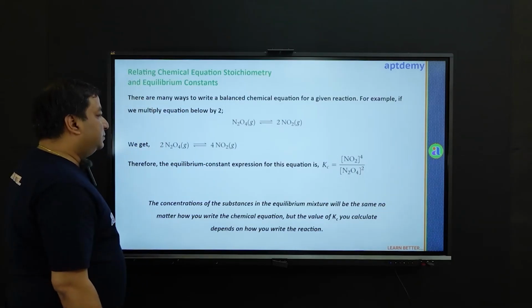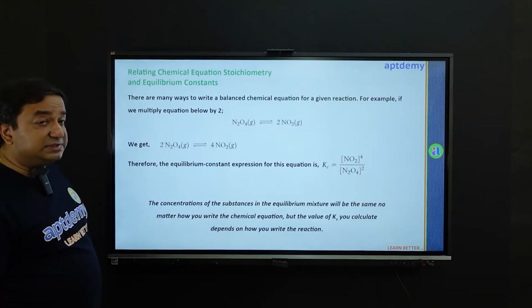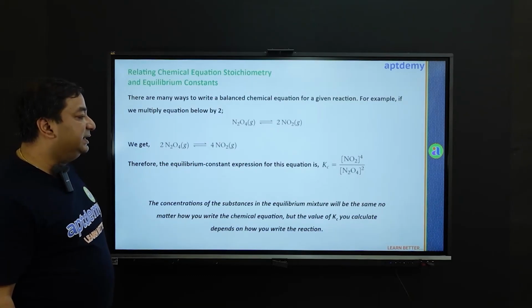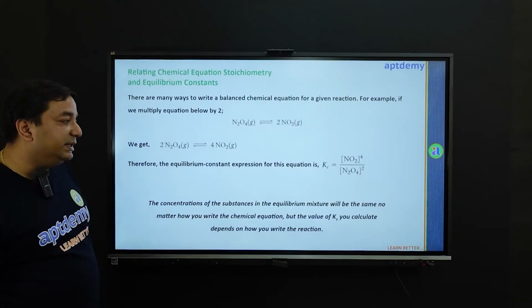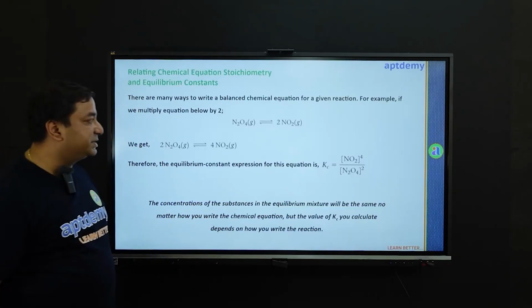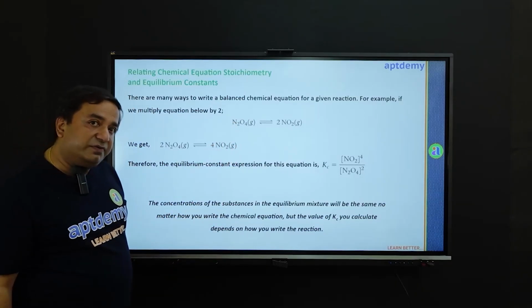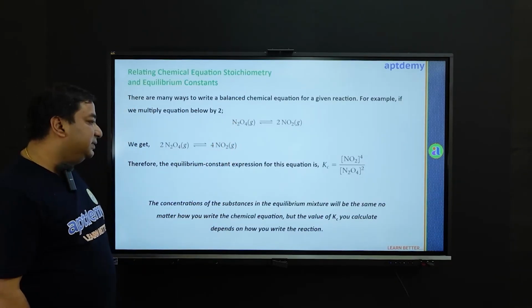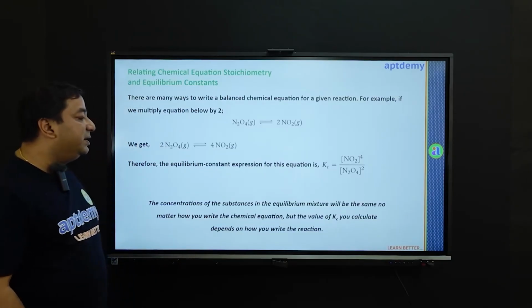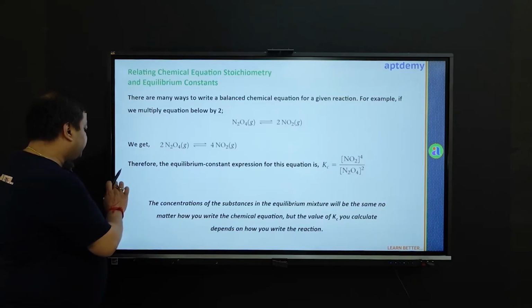Now, the concentrations of substances in the equilibrium mixture will be the same no matter how we write the chemical equation, either this way or that way. But the value of Kc that we calculate, an important point, depends on how we write the equation. So let us understand what we are trying to say over here.